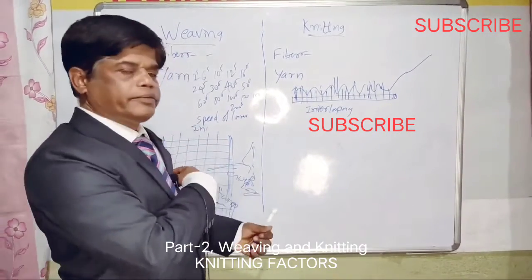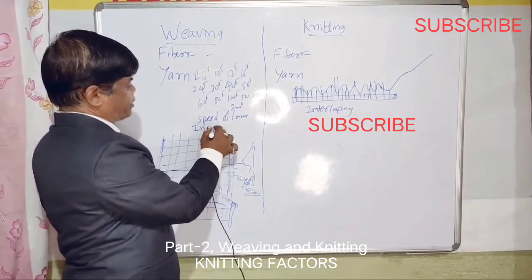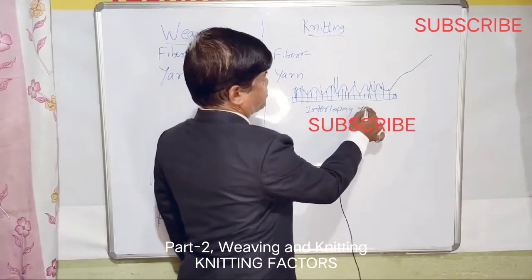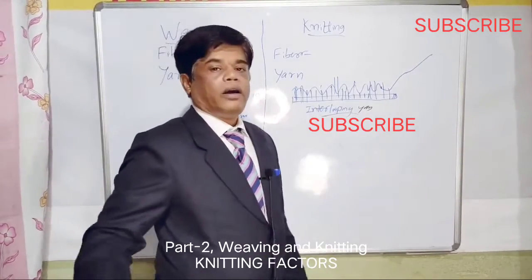In this case, interlacement. The word used in weaving is interlacement. Okay. Here, the interlacement is there. Interlacement of warp and weft. Here, interlooping of yarn. In case of flatbed, how many needles are there?